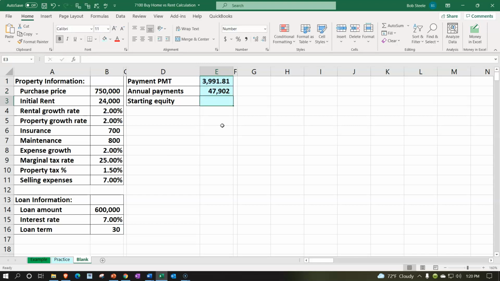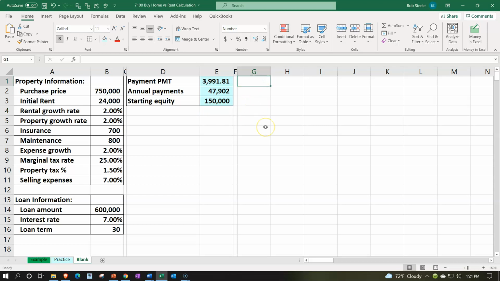And the equity in the home that we have put down, which is in essence equal to the deposit we put down, the down payment, is the $750 times 20%, or $750 minus the loan amount. That's what our starting point equity is. That's our starting outflow that we would have on the purchase side versus the renting side.